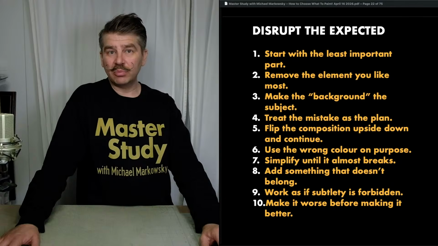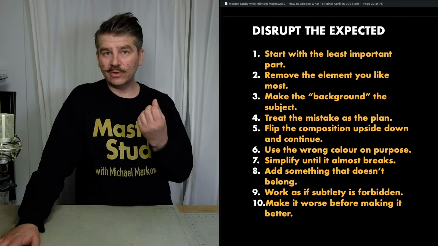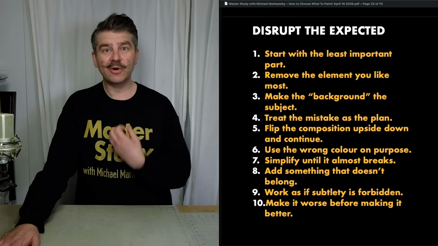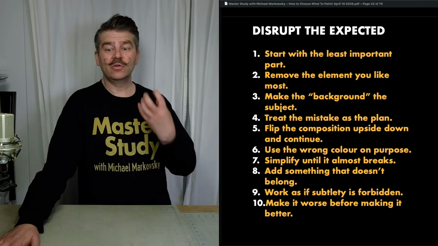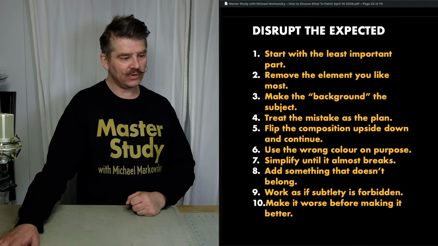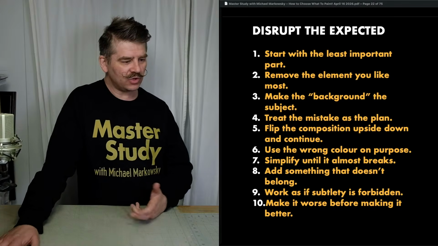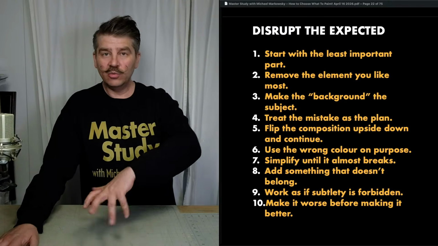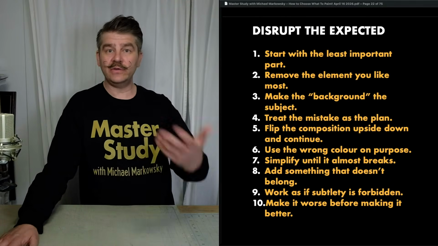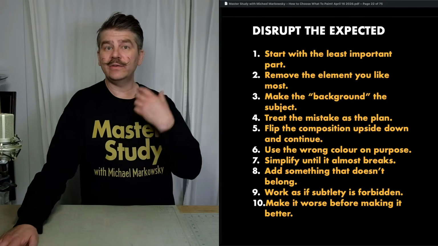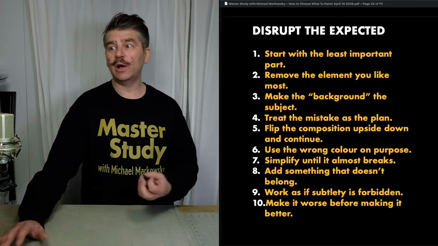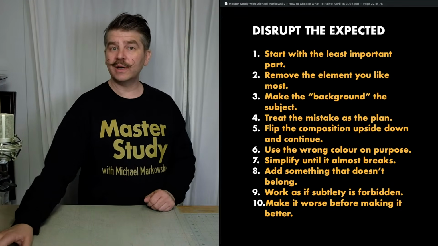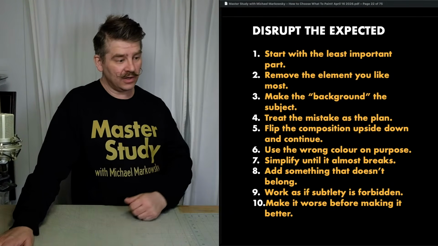Treat the mistake as the plan. So if something is going wrong, amplify that mistake, embrace that mistake. Bob Ross talks about the happy accident. Transform that mistake into an opportunity. Number 5 is flip the composition upside down and continue. If you've done the drawing course with me, you know that's a strategy. We can take a drawing, turn it upside down, and continue working on it. Maybe that makes it unfamiliar and helps get over some of the fear of making it perfect. Because if it's upside down, it's probably not going to be perfect anymore, so we can let go.